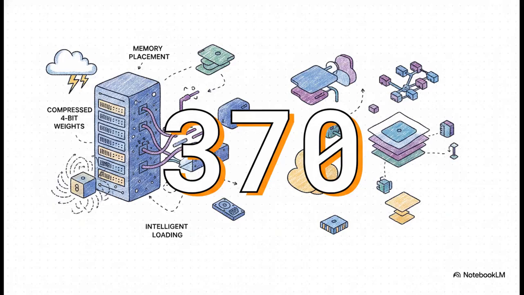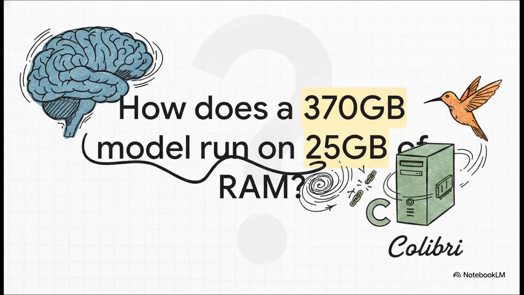To really wrap your head around the scale of this breakthrough, I want you to imagine trying to load a massive AI model. We're talking specifically about the 744 billion parameter GLM 5.2 model. Even when you heavily compress this thing down to 4-bit precision, the weights still take up a staggering 370 gigabytes of disk space. So looking at that number, it sounds mathematically impossible to run it on normal hardware, right?